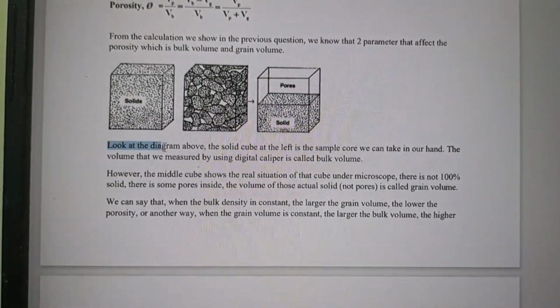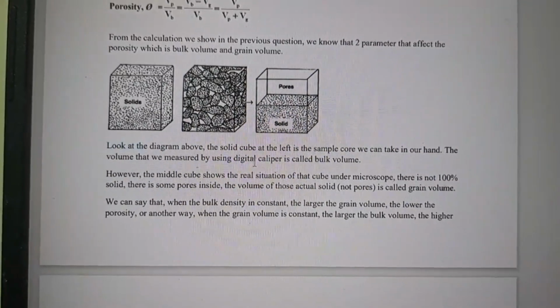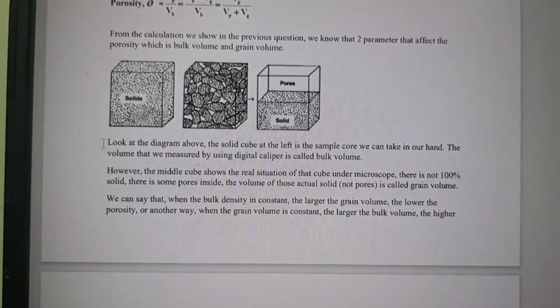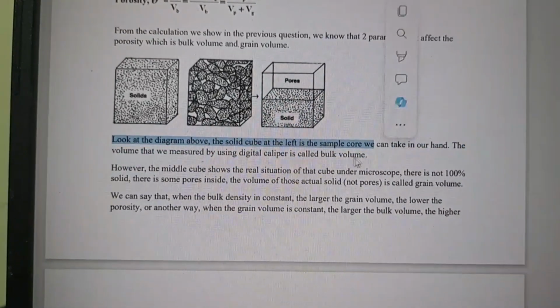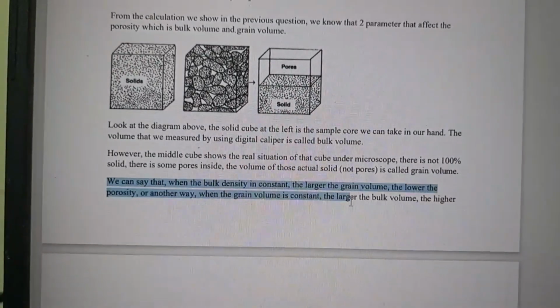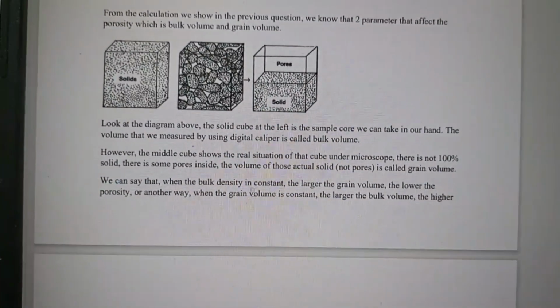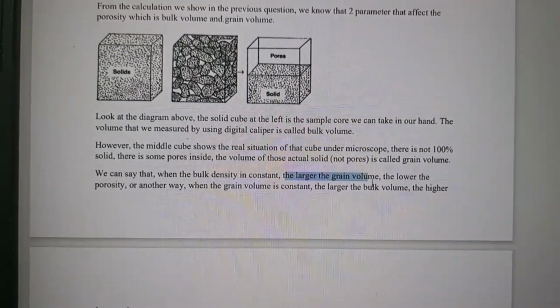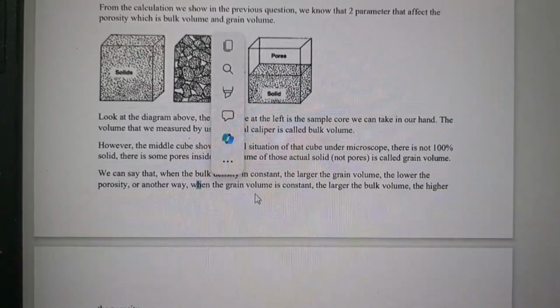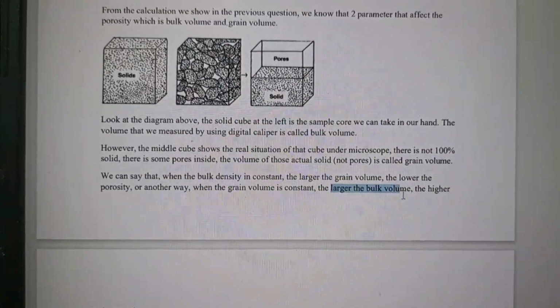So look at this diagram above. The solid cube at the left is a sample of core. This is what I have just said, right? Okay, what I want to say is here. We can say that when the bulk volume is constant, the larger the grain volume, the lower the porosity. Or another way, when the grain volume is constant, the larger the bulk volume, the higher the porosity.